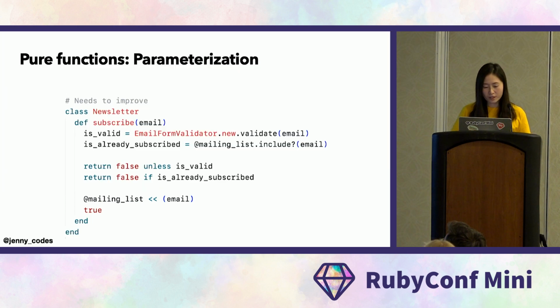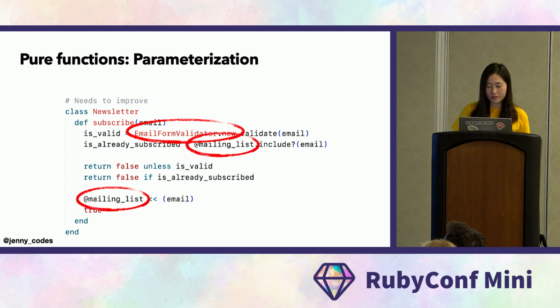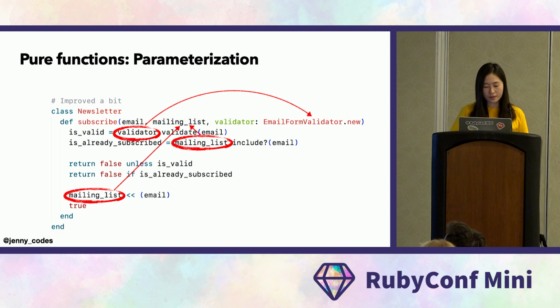So this is not pure because we have two implicit dependencies: the email form validator and the mailing list instance variable. To fix it, we can put the two objects into the parameters instead. This looks like a simple change, but it turns the implicit dependency that we saw just now and makes it explicit and predictable.